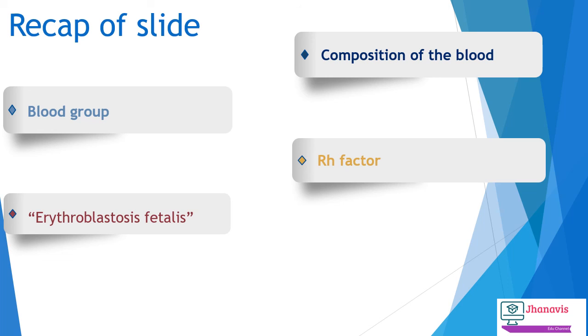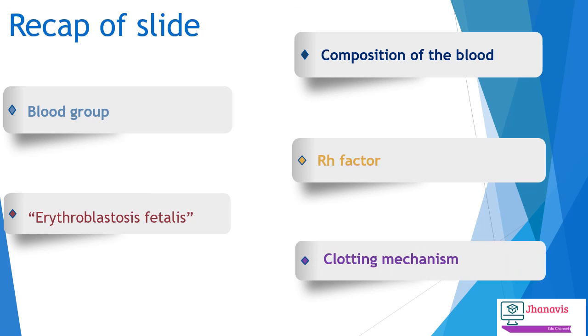Next we have talked about the coagulation of the blood, or clotting of the blood, where we have taken the three factors which will initiate the clotting mechanism. Then we have also given one disease name which we call hemophilia, which is associated with the clotting of blood.